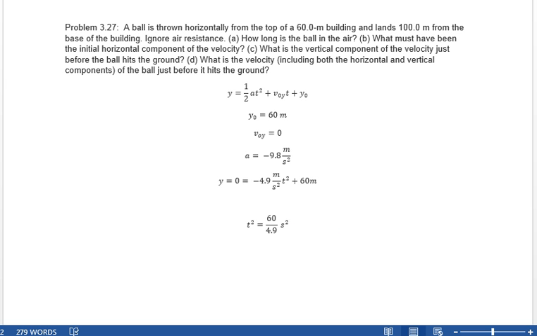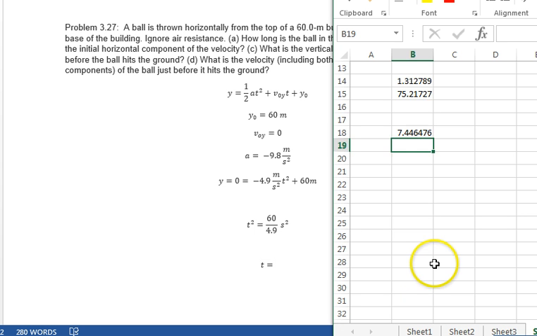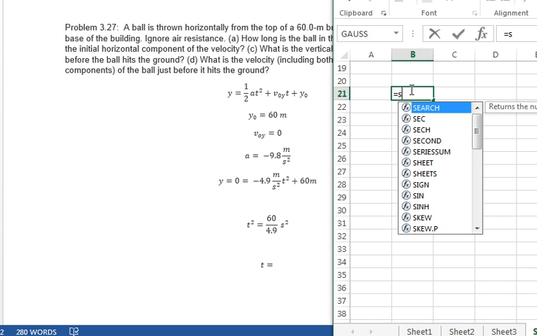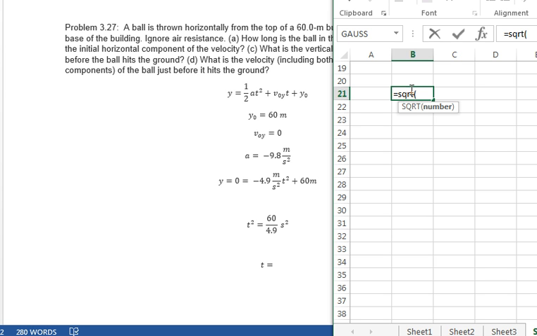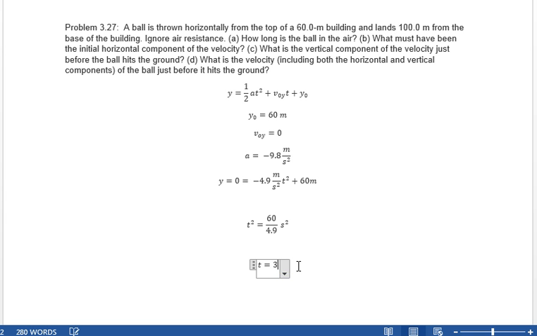Okay. And this gives us t equals, all right, let's turn to Excel. t equals the square root of 60 divided by 4.9. And there's 4.9 because it's 1/2 of 9.8. All right, so we get 3.5 seconds. t equals 3.5 seconds. Excellent. So that's the answer to part A. Go up here, put in a little part A.